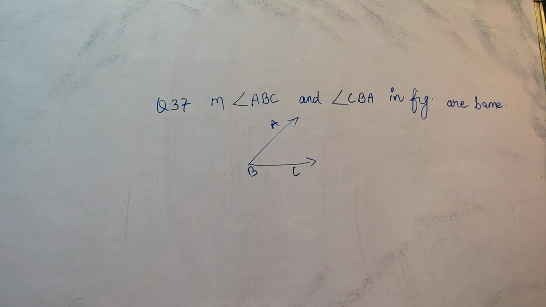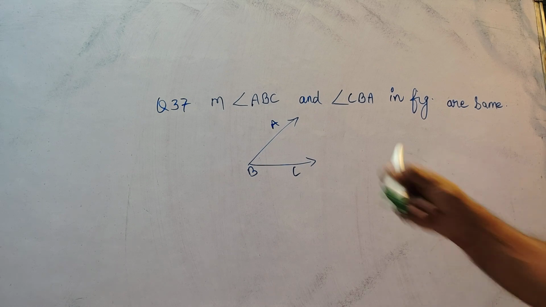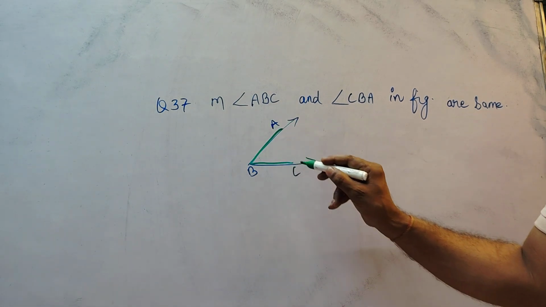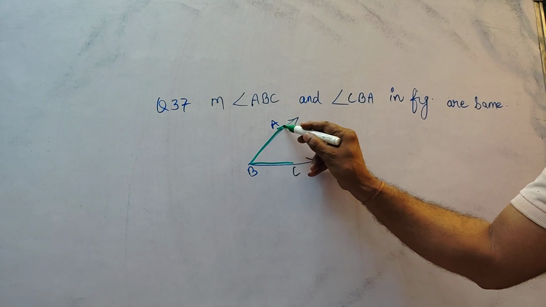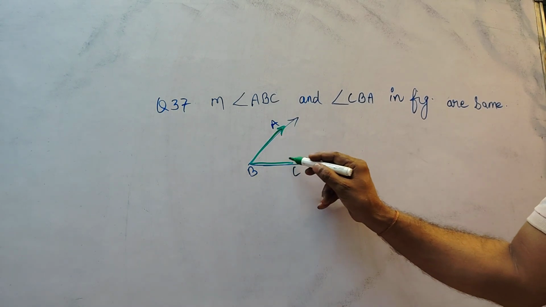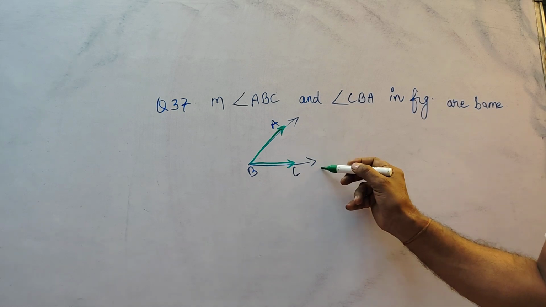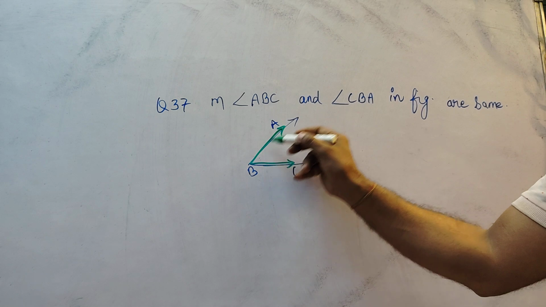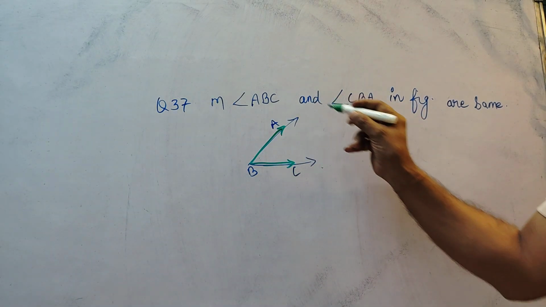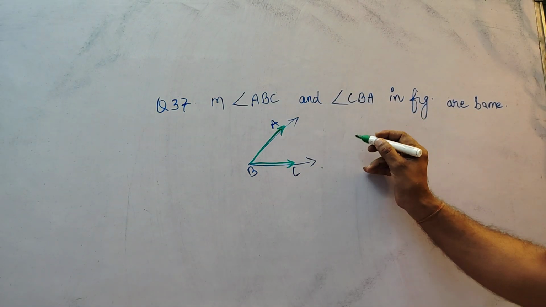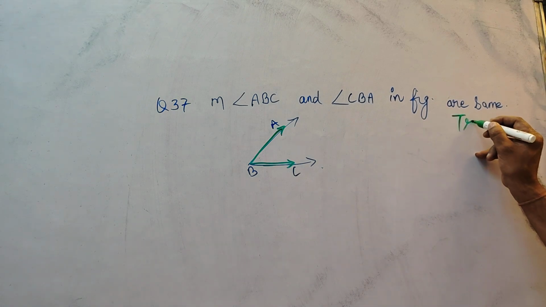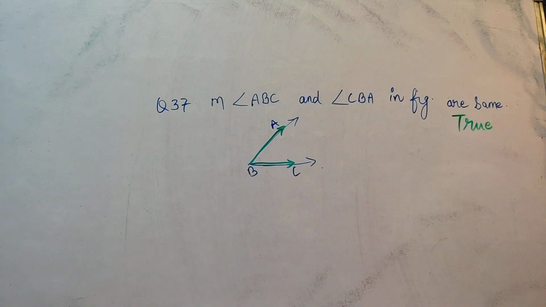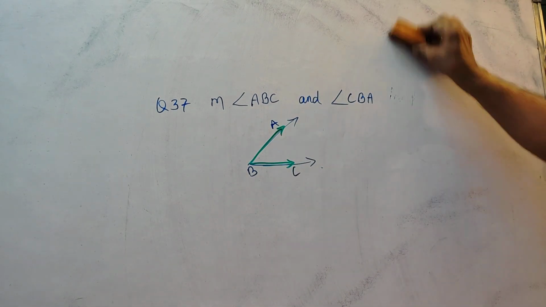Yes, that's true. The angle ABC starts from A and goes to B then C. And the angle CBA is also the same angle. It starts from C and goes to B then A. So CBA and ABC indicate the same angle. So this one is true. There is no difference because the common arms of both angles coincide with each other.